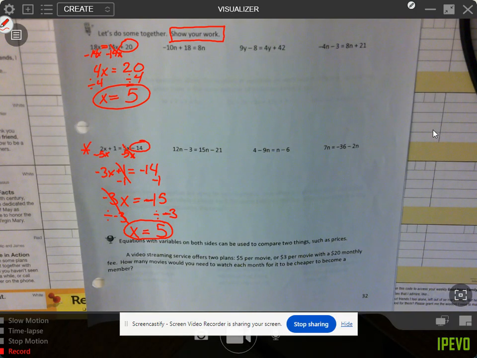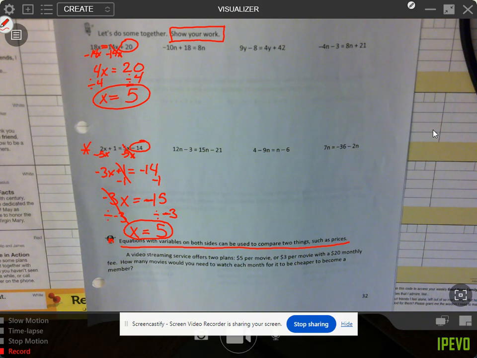So equations with variables on both sides can be used to compare two things, such as prices. So let's say a video streaming service offers two plans, $5 per movie or $3 per movie with a $20 monthly fee. How many movies would you need to watch each month for it to be cheaper to become a member? You have to think, what does my equation look like? If we look up here, equations with variables on both sides can be used to compare. So one plan would equal the other plan, right? How would I set that up?